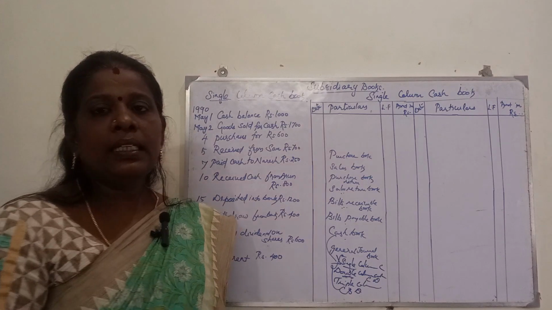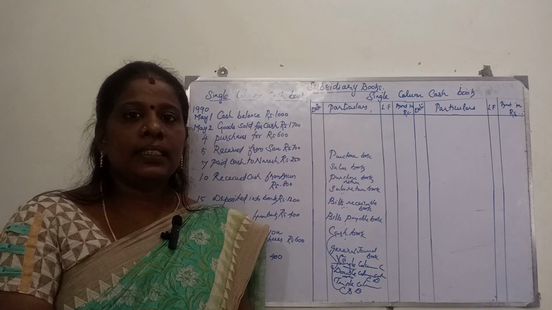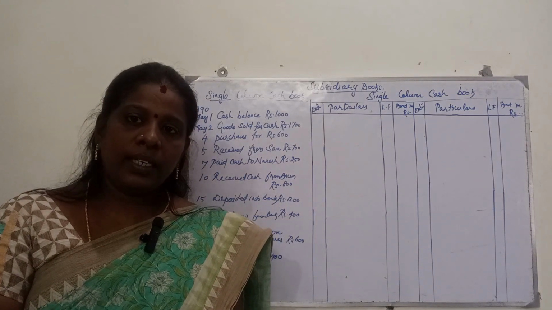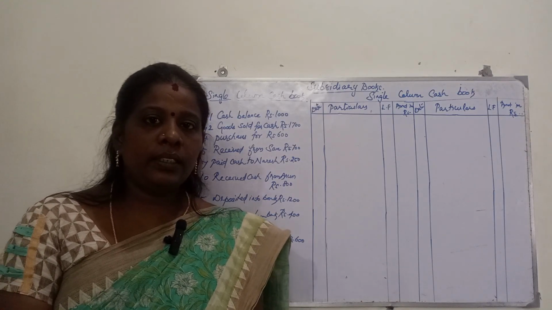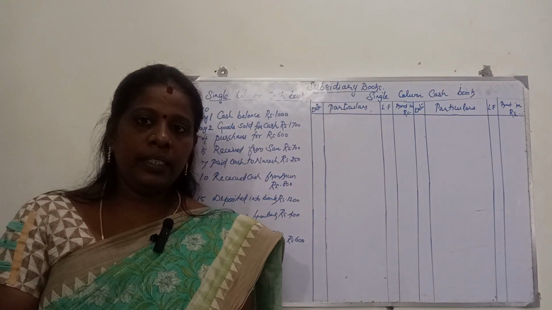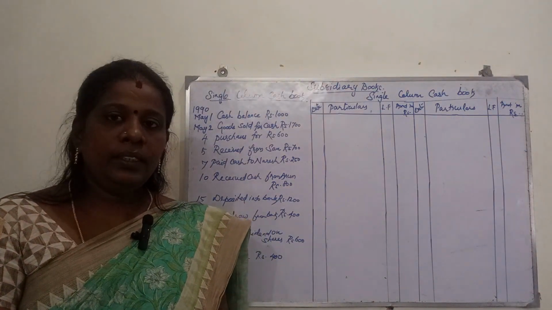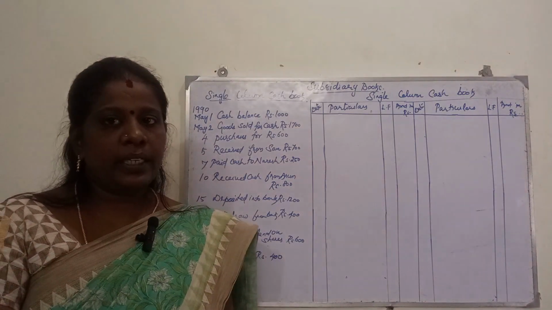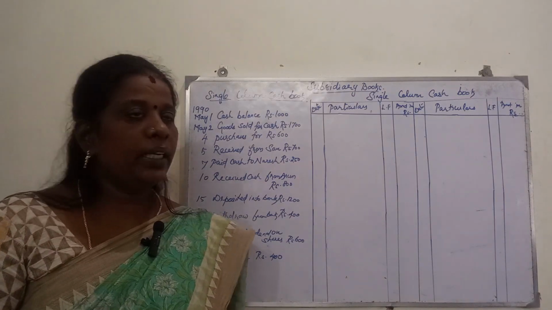In this video, we see how to prepare the single column cash book. It is one of the subsidiary books. Single column cash book is like a cash account in the ledger. All of you know about the ledger accounts. For each journal entry, we prepare a ledger. One of the ledger accounts is the cash account. Same as the cash account, now we are writing the single column cash book. All the cash transactions are mentioned in the single column cash book.